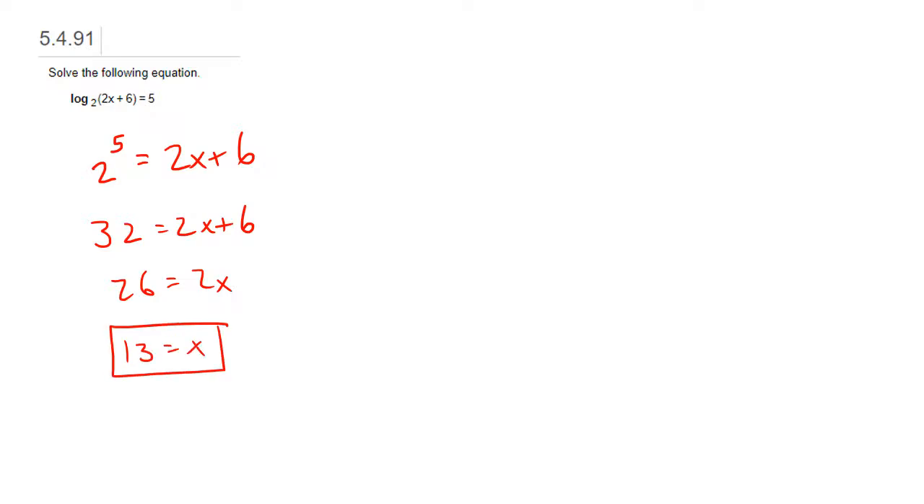Similarly, I convert this to an exponential. 2 to the 5th is equal to 2x plus 6. Now 2 to the 5th, let me just count that off on my fingers. 2, 4, 8, 16, 32. Equals 2x plus 6. If I subtract 6 from both sides and divide by 2, x is 13.